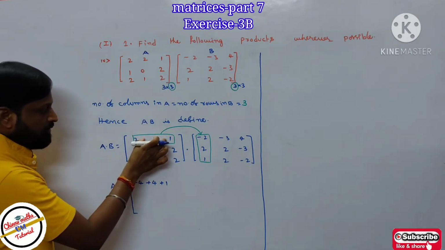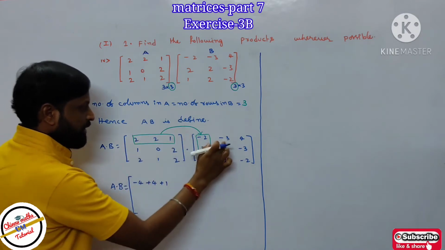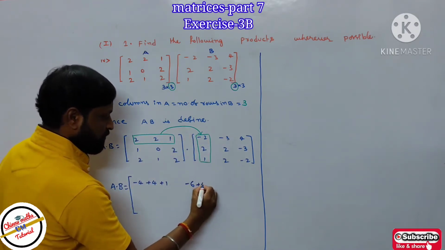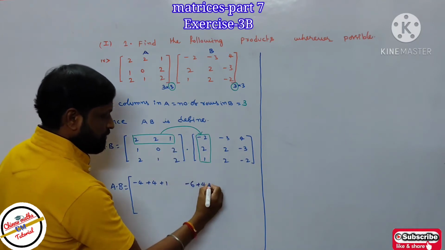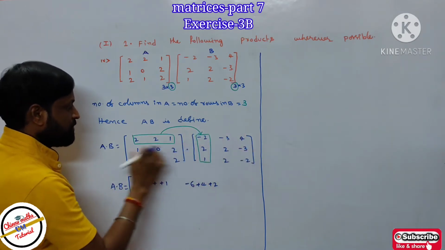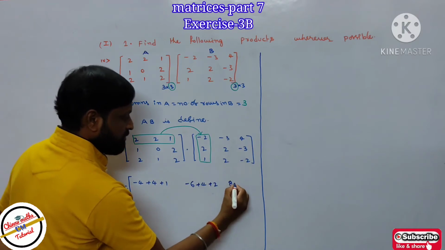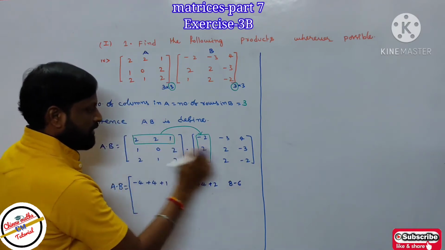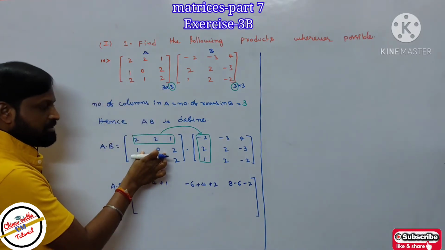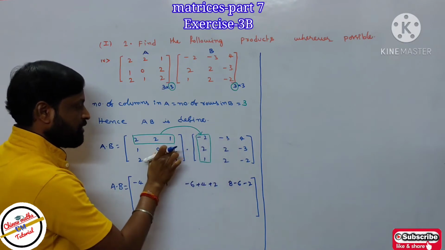Clear. Again first row and second column. 2 into minus 3 minus 6, again 2 into 2 plus 4, then 1 into 2 plus 2. Okay. First row and last column. 2 into 4 8, again 2 into minus 3 minus 6, then 1 into minus 2 minus 2. Similarly second row and first column, second row and second column, second row and third column.